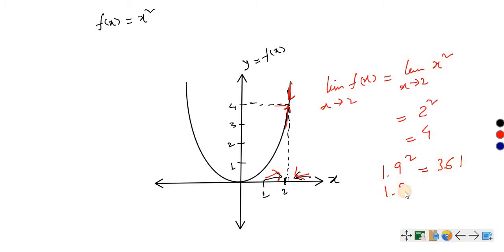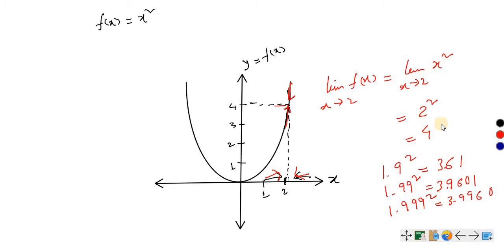If you are taking 1.99, then you are getting 3.9601. If you are moving even closer to 2, then the square of that will be 3.9960. So as you go closer to 2, or as x is approaching closer to 2, you are getting a value of the function f of x very close to 4.